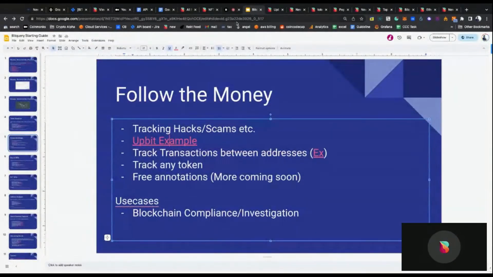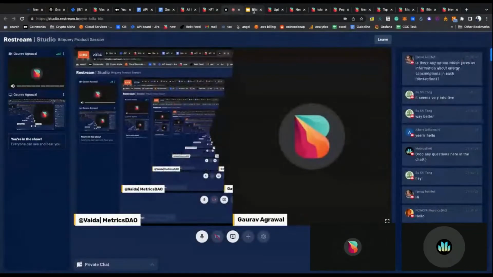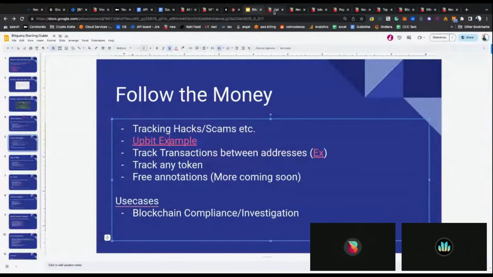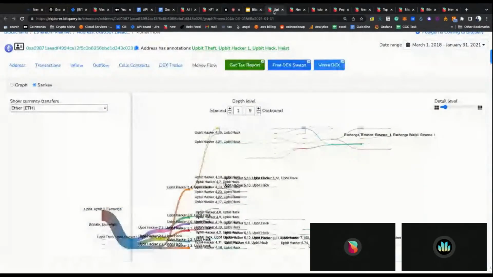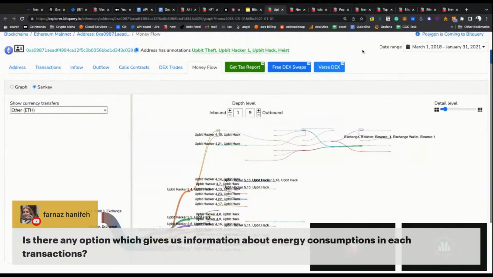Any questions till now? I think we do have one question in the chat. So Farna is asking if there is an option which gives us information about energy consumption in each transaction.